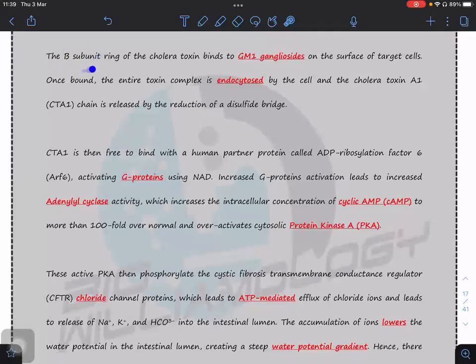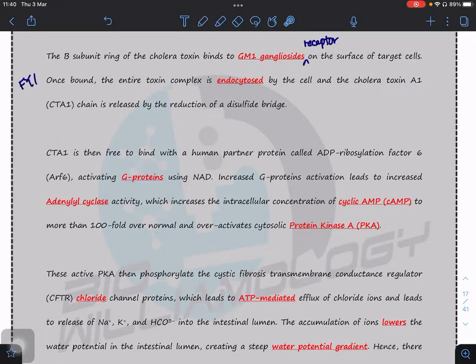So the B subunit ring of the cholera toxin will bind to the gangliocyte, the GM1 gangliocyte receptor, a receptor on the surface of the target cells. Once bound, the entire toxin complex is endocytosed by the cell and the cholera toxin A1 chain is released by the reduction of the disulfide bridge. This is extra information only.